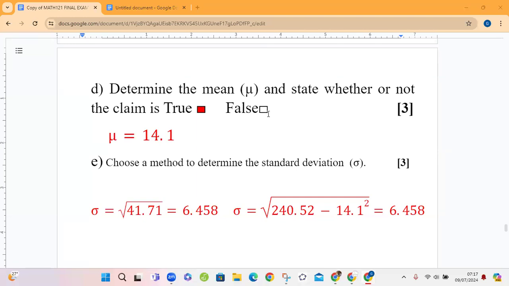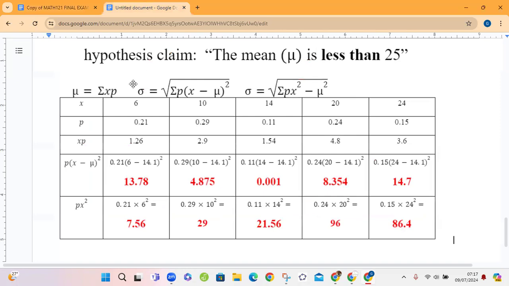Now we move on to part D. It says, determine the mean and state whether or not the claim is true. Okay, the mean here is 14.1. Let's see how this was obtained. Bear in mind, the formula is the sum of X times P. So we need to find X times P. X times P means each X value multiplied by its corresponding probability.